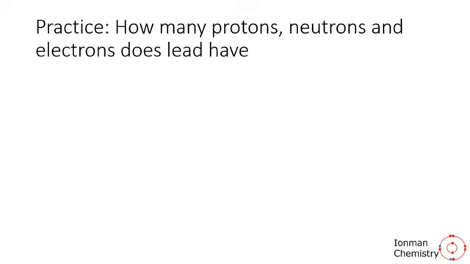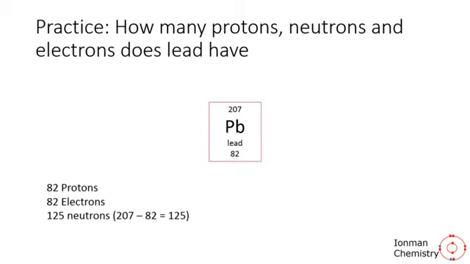It's always worth having a little practice to check that you can actually do it. So here's a question for you. How many protons, neutrons and electrons does lead have? Question mark. Sorry for leaving that out. Pause the video, try and work it out, and I'll put the answer up in a second. There it is. Lead has 82 protons, 82 electrons and 125 neutrons.